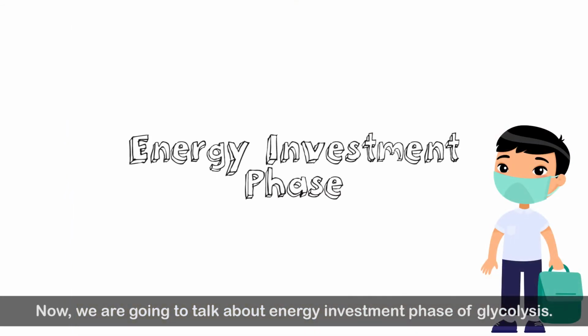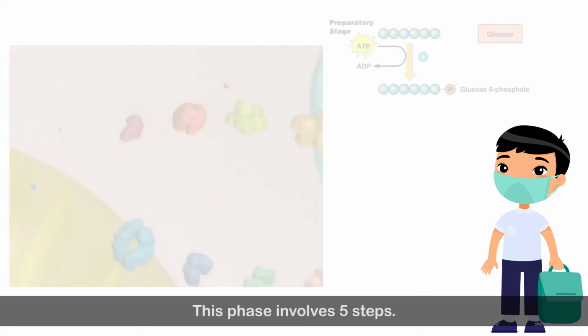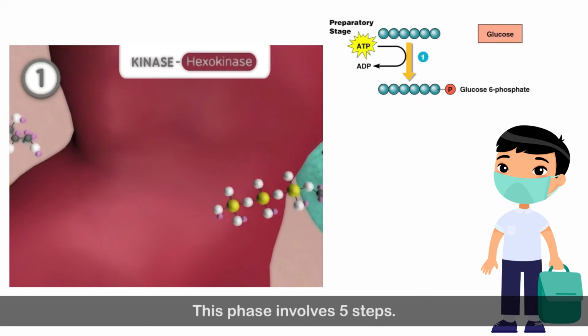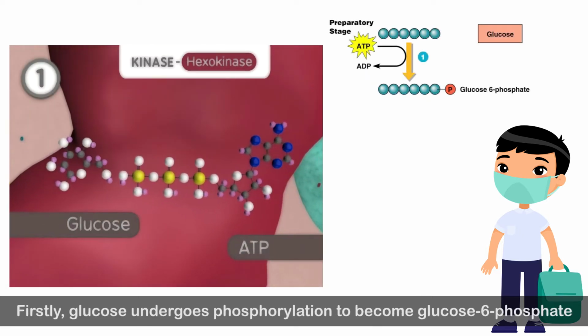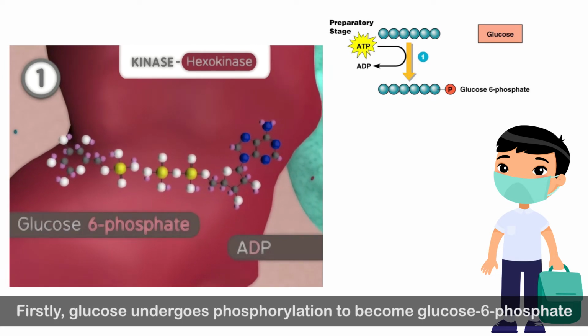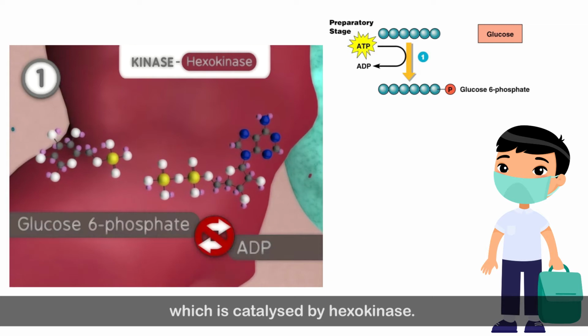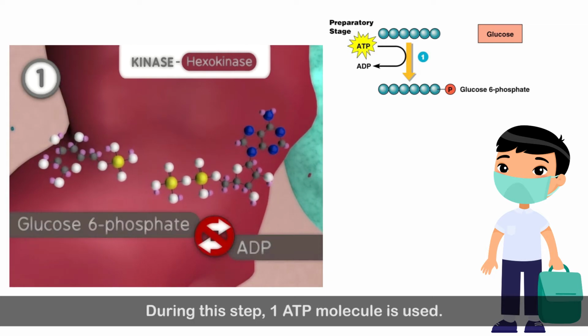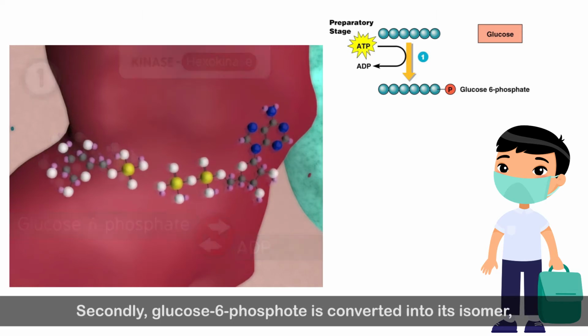Now, we are going to talk about the energy investment phase of glycolysis. This phase involves only 5 steps. Firstly, glucose undergoes phosphorylation to become glucose 6-phosphate, which is catalyzed by hexokinase. During this step, one ATP molecule is used.